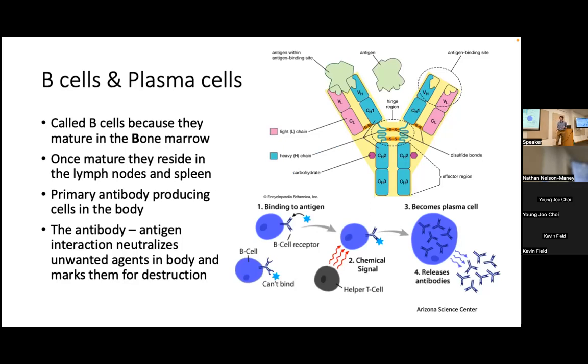And their main function is to monitor and make antibodies, or turn solely into antibody-producing factories, which is what plasma cells are. Antibodies are just the very, very targeted tag for things that are not supposed to be in the body. So if you're infected by a virus, the innate immune system would catch the virus, break it up, and present a target to the B cell.